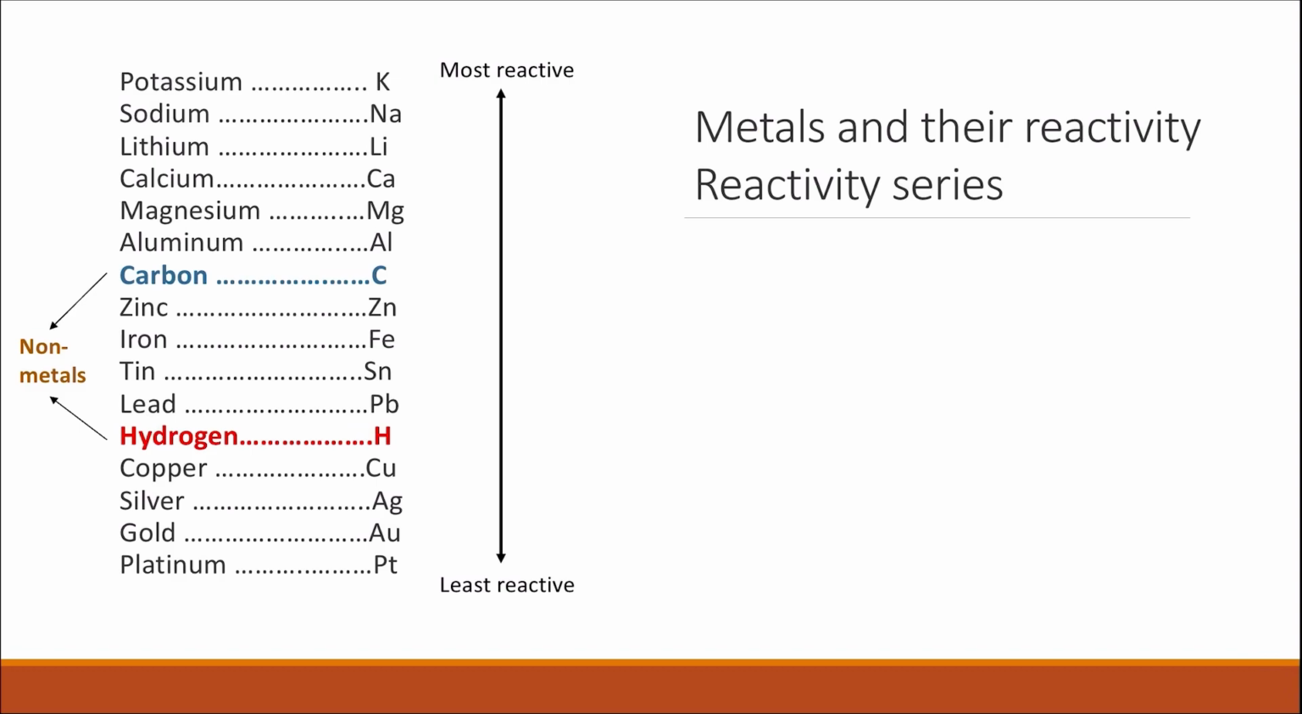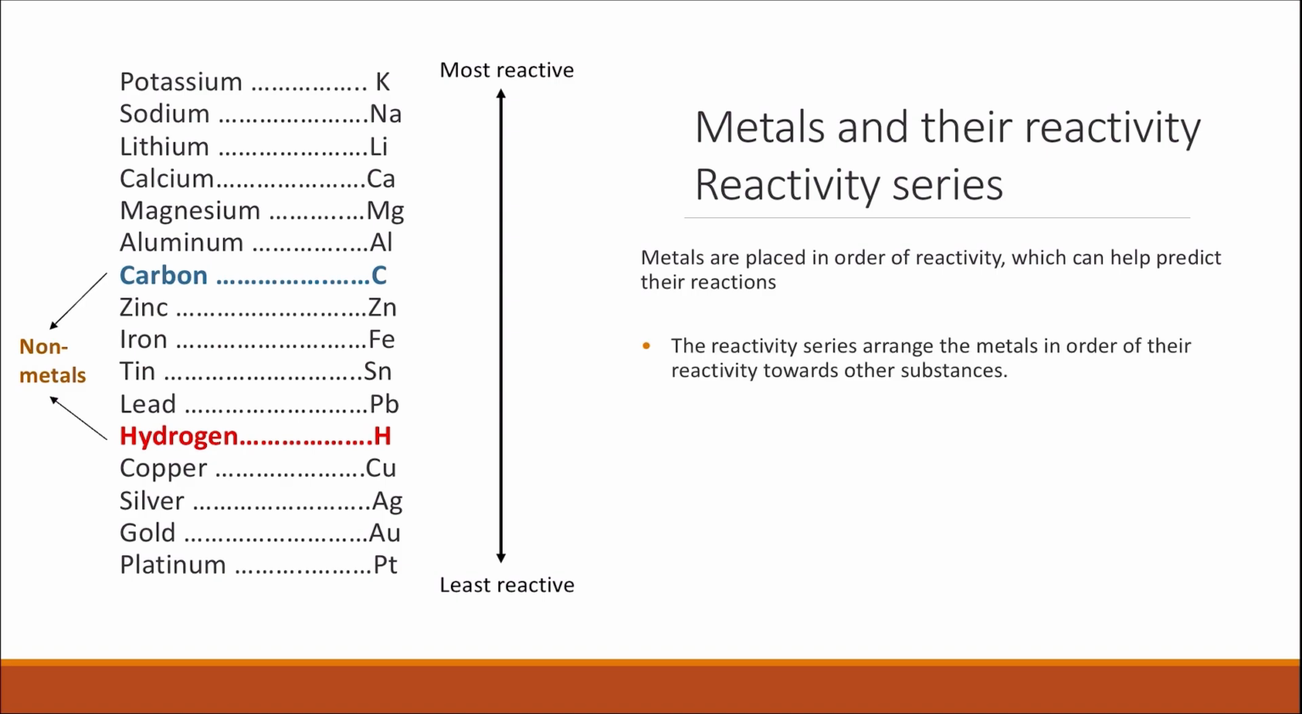Reactivity series is the arrangement of metals according to their reactivity. So metals are placed in order of reactivity, which can help predict their reactions. The reactivity series arranges the metals in order of their reactivity towards other substances.